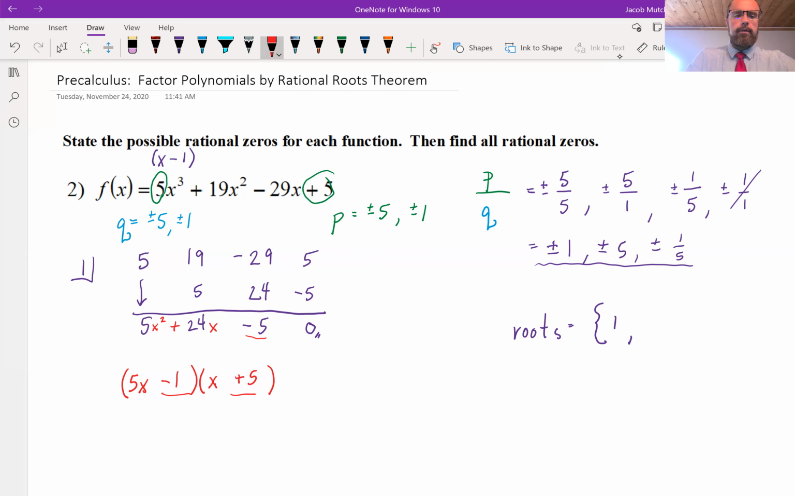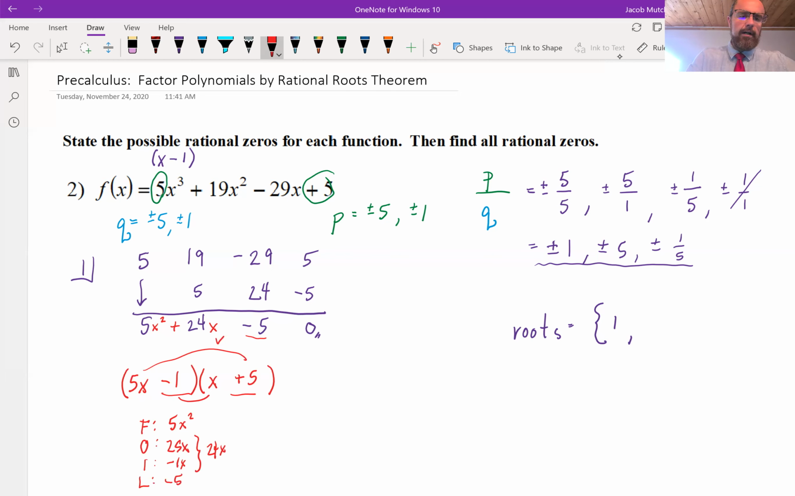So if I just check that again by FOIL, first term we already checked, 5x times x is 5x squared. The outer term, 5x times 5, is 25x. Inner term, -1 times x, is -1x. And that's really what I wanted to check. That sum is 24x, which matches our middle term there. And then the last term, I think we've already checked, is -1 times 5, -5. So once you reach a place where you can factor the quadratic, you can do so.